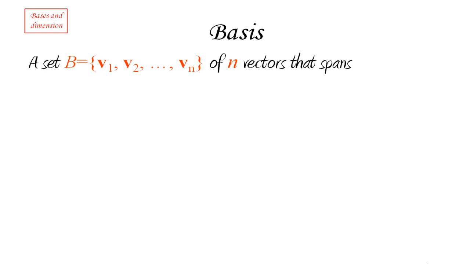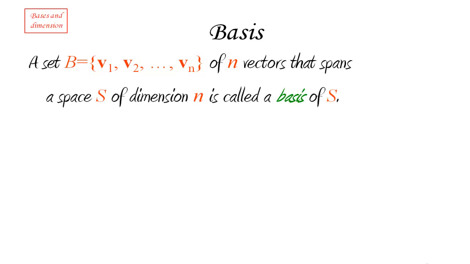We're now ready to define the concept of a basis, this pillaring set, the set that includes the pillars of our subspace. So a set B consisting of vectors v1, v2, ..., vn, consisting of n vectors, and let's say that this set spans a vector space S of dimension n, is called a basis for S. Okay, that sounds confusing, doesn't it?